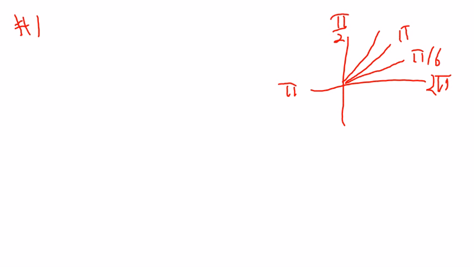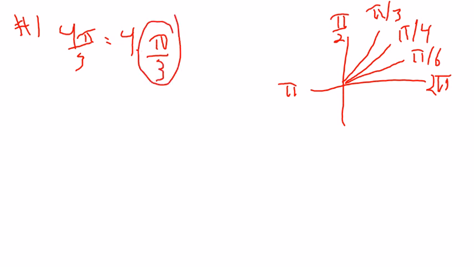This one's pi over 4, it's 45 degrees, and this one's pi over 3, it's 60 degrees. So I got 4 pi over 3, that's my first one, that's 60. Or it's 4 60s because notice it's 4 times pi over 3 like that. So I'm just going to replace that with 60. So I get 4 times 60, and that gives me 240 degrees.